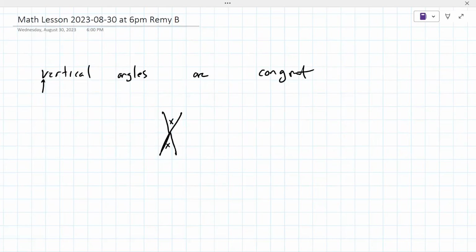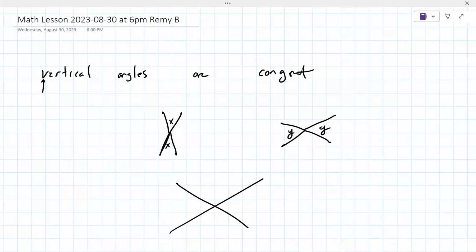Yes, correct. If you go sideways V, like the fish mouth, those are also vertical. They actually make an X. Wait, those are vertical, the Y and Y? Yes. It doesn't matter whether it's up and down or left and right. I thought it had to be up and down for a little bit. So Y and Y are vertical, X and X are vertical, and they're always congruent.